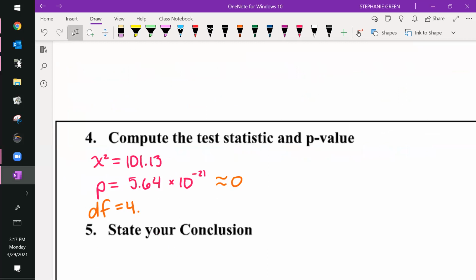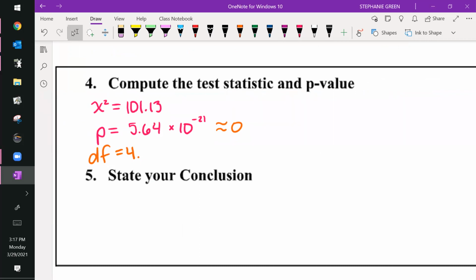The test statistic is 101.13. The associated p-value is about 0. So we can go straight to conclusion. What does this tell us? Well, our p-value, 0, is definitely less than our significance level, alpha, 0.05. So we can, in fact, reject our null hypothesis, which supports our alternative hypothesis. Yes, these variables are associated.